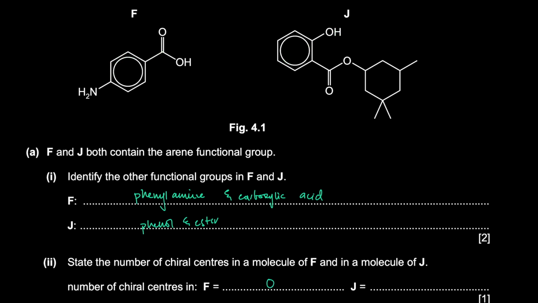What about J? How many chiral centers does J have? We have a chiral center here, and we have a chiral center over here. These are all CH2s, and this carbon is bonded to 2 methyl groups, and all the other carbons are sp2 hybridized. So we have 2 chiral centers in J.